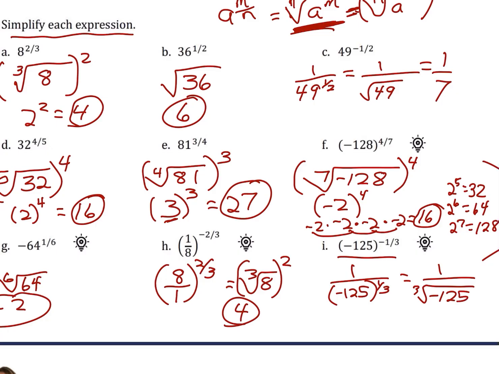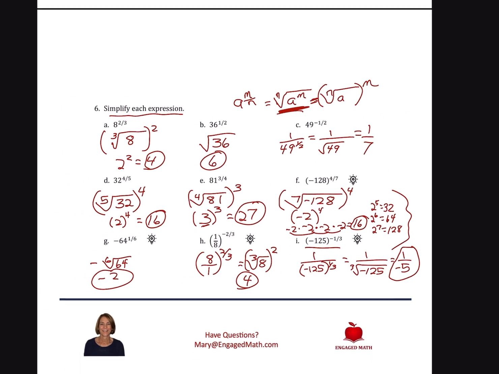-125. So what number multiplied by itself 3 times gives us a -125? And you could figure that out, but just for the sake of moving along with the video, it would be -5 times -5 times -5 gives us -125. So our final answer is just -1/5, or you can say 1 over -5, or you could say -1 over +5. As long as you have one negative sign, you're good to go.